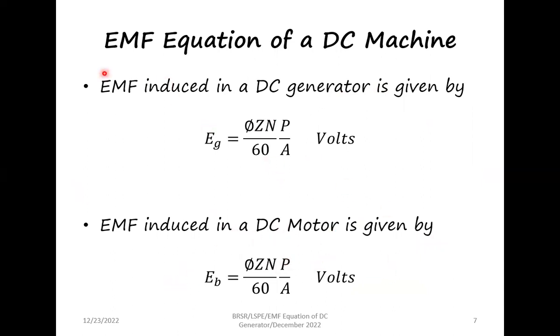The EMF induced in a DC generator is given by phi Z N by 60 into P by A. The same is given for the motor also. It is represented as Eg for the generator, but it is represented as Eb for the motor. So this gives the expression for the EMF generated in a DC machine.